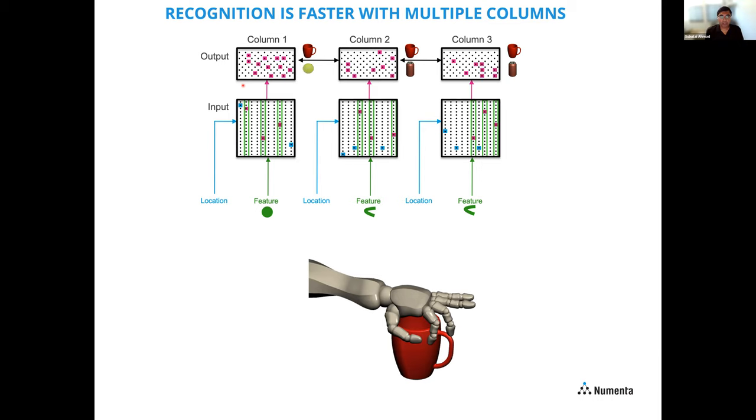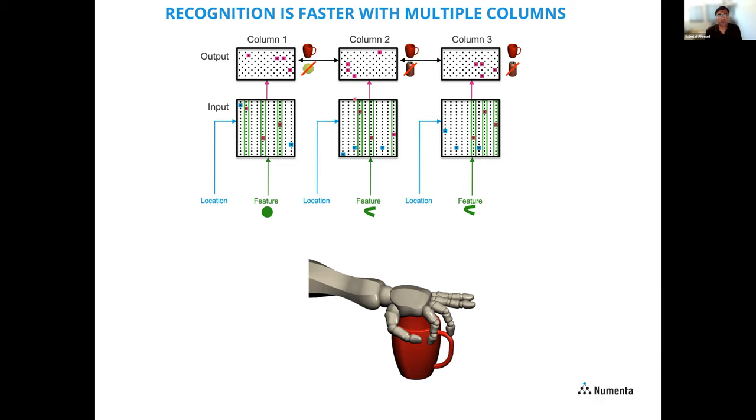And now each cortical column at this point in time is going to have a different set of hypotheses depending on what it sends. So this column one, its input is consistent with either a tennis ball or a coffee cup. Column two, it's consistent with the soda can and the coffee cup, and same thing with column three. But if you notice, there's only one object that's actually consistent with all three inputs coming in at all three columns. So now the voting happens.